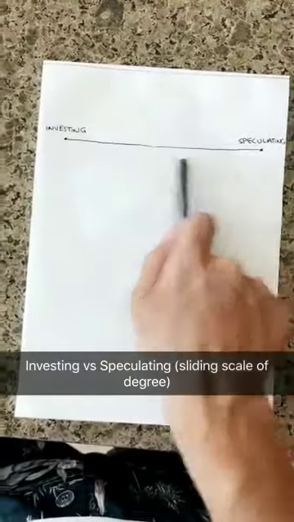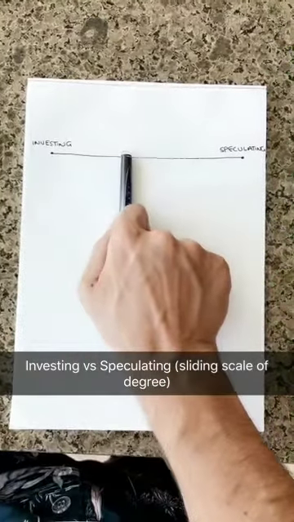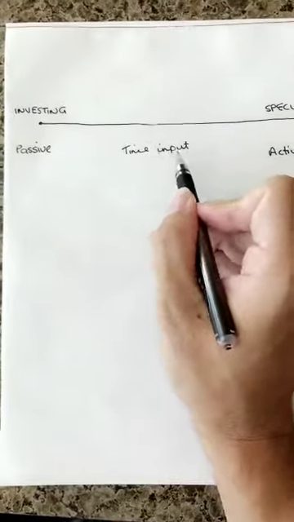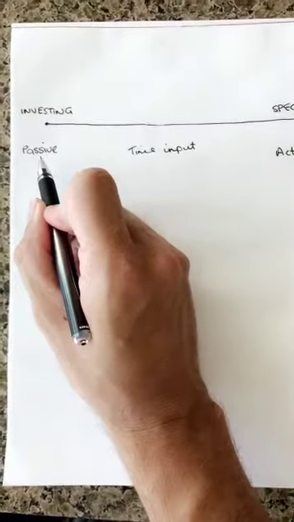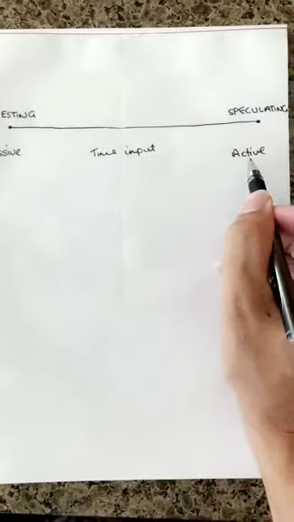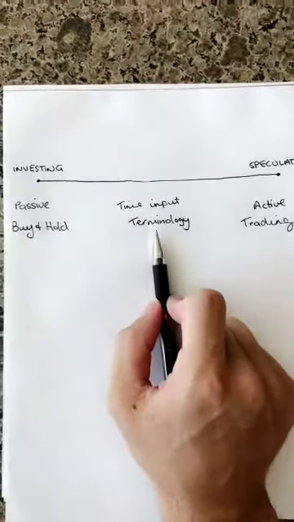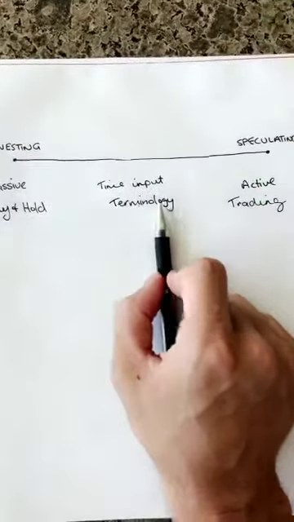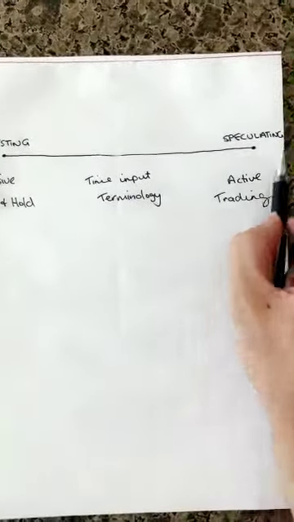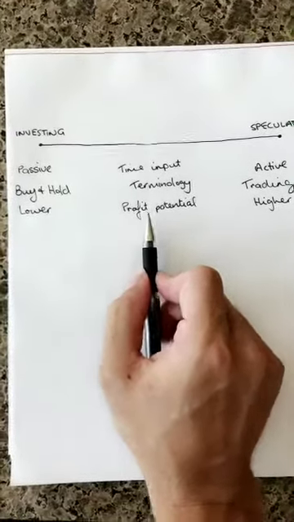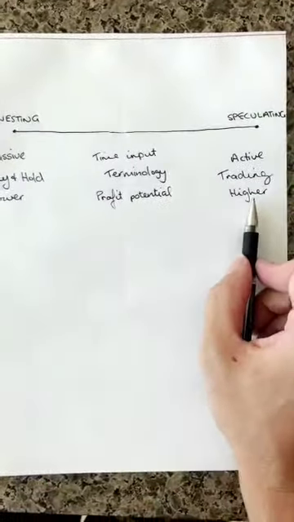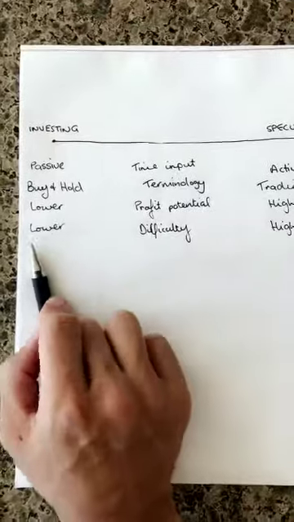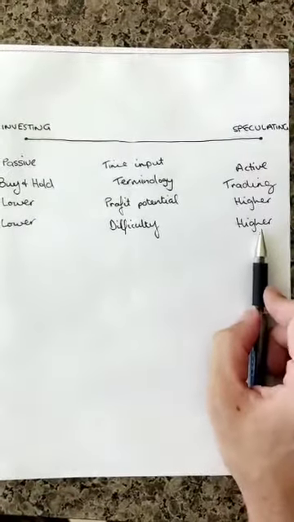Here we go. This is the spectrum. Investing's down this end, and it's a sliding scale upwards toward speculating. In terms of your time input, down this end, you're looking at more passive investments. Up this end, it's more active. It takes a lot longer to be an active speculator. In terms of terminology that we use in the industry, down this end, we're talking about buy and hold. Up this end, we're talking about trading. Whenever you hear me talk about trading, it's this end. In terms of profit potential, down this end, it's lower. Up this end is higher. But when you factor in difficulty, this is quite easy. This is quite difficult. Much higher level of difficulty.